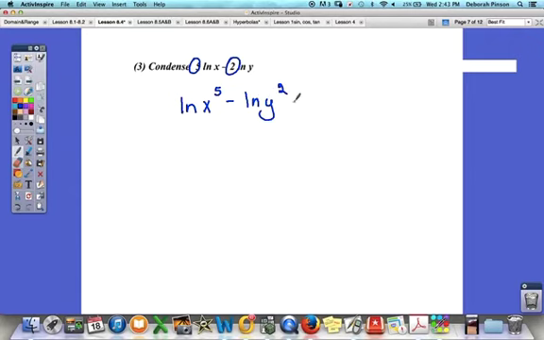Now that's great. I've gotten it sort of halfway done. Now because of the subtraction, I'm going to combine it with division. Now it's natural log, remember that means base e. Okay, now this was condensing. We grouped it all into one logarithm.